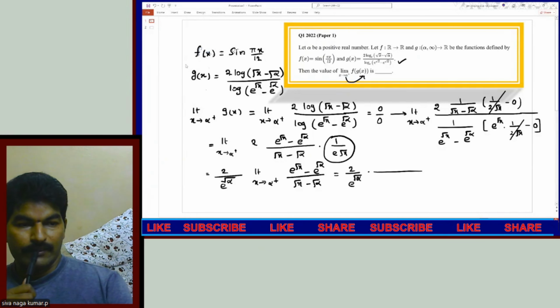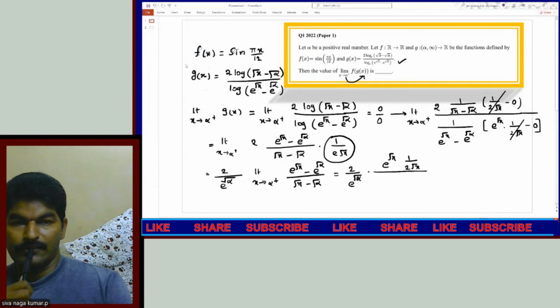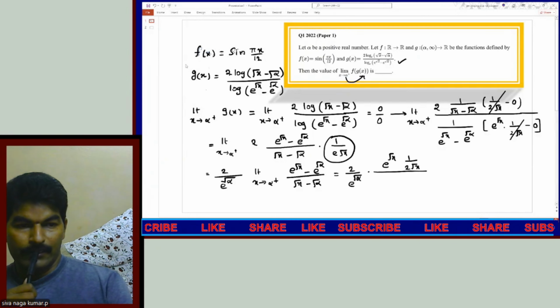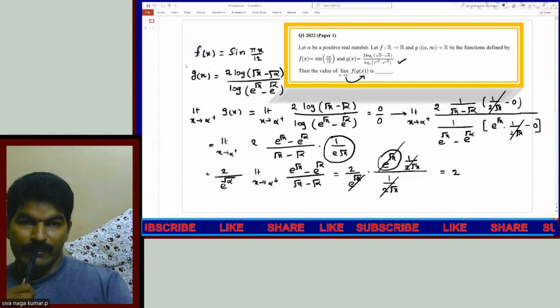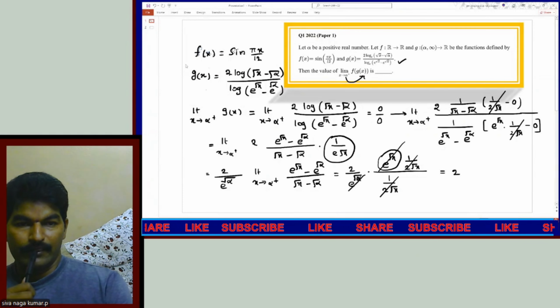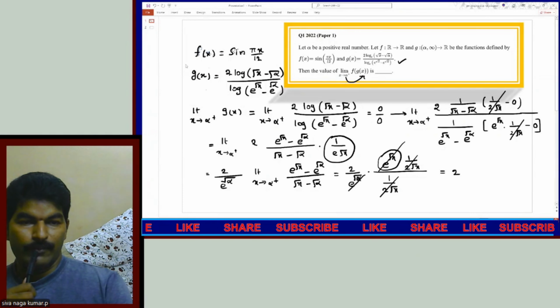Try to differentiate this one. The derivative of e power root x is e power root x, and the derivative of root x is 1 by 2 root x. The remaining is a constant, so no need of writing that. The derivative of root x is 1 by 2 root x, and the 1 by 2 root x cancels again. And we will substitute x value alpha here. Of course, these got cancelled. Finally, limit x tends to alpha plus g of x is equal to 2.